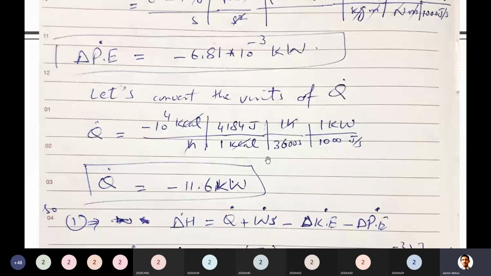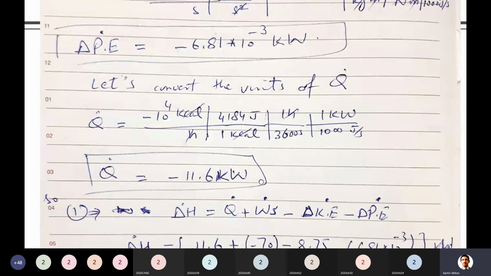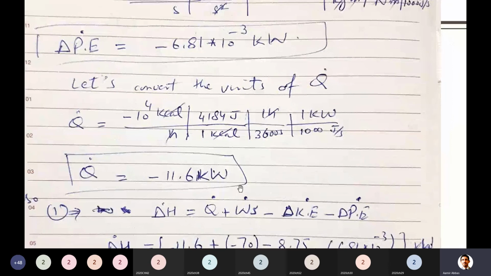You know that first you can go from kilocalories to the joule, and then hour to the second. So overall up to this step, when you go from kilocalories to the joule and hour to the second, your units are joule per second, and then you know that joule per second can be easily converted to kilowatt, and then the value is minus 11.6 kilowatt. Up to here you have converted all, you have all four quantities.